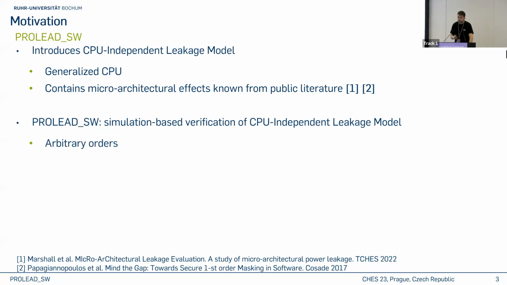ProLeak software itself comes with multiple advantages. First of all, we are able to analyze arbitrary orders in a univariate and multivariate setting. Next of all, we put almost no restrictions on the software you want to evaluate. So for example, your software can have branches, conditions, nested function calls, recursions, and we're even able to verify non-constant time code.